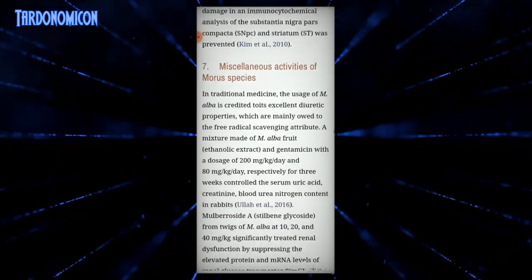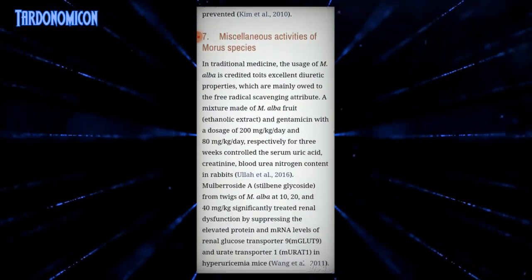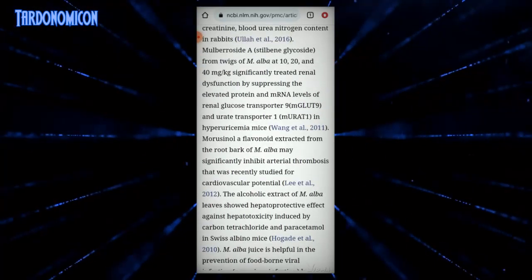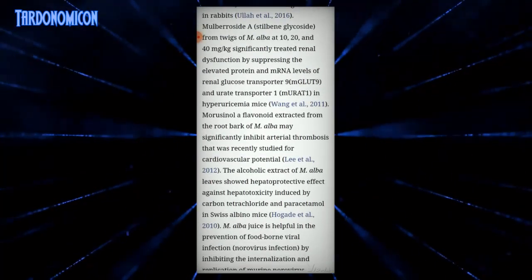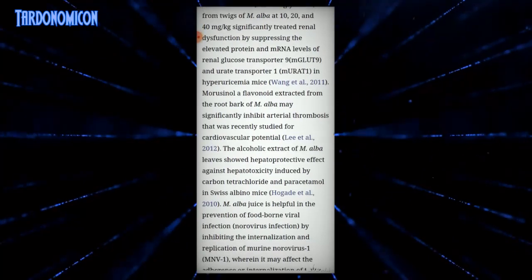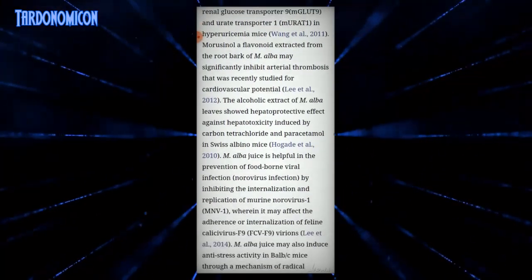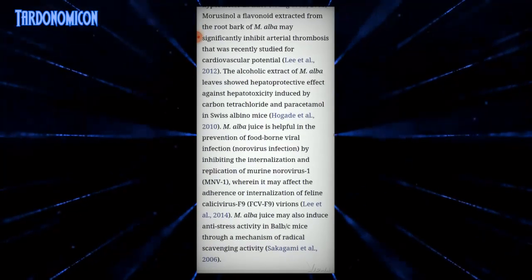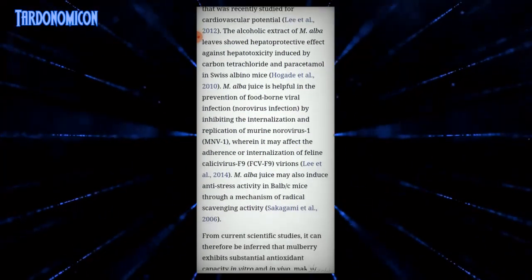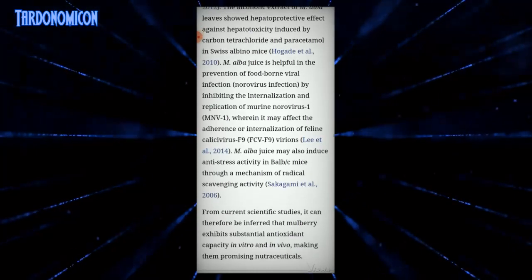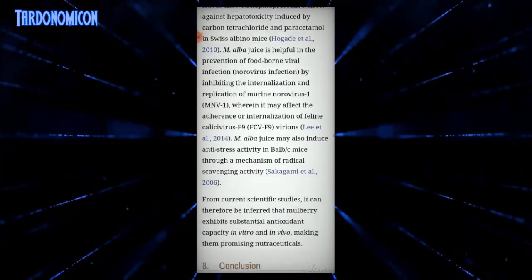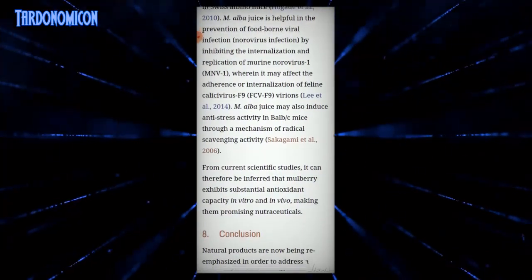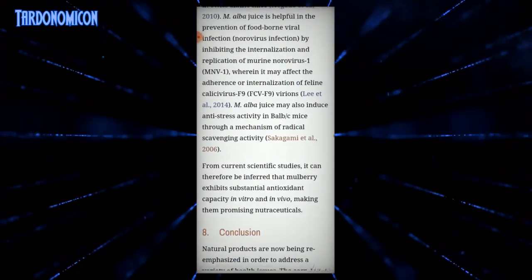Okay, miscellaneous activities in traditional medicine. Okay, it can help inhibit arterial thrombosis. That was recently studied for cardio. Okay, the alcoholic extract, meaning the alcohol extract of the leaves, showed liver protective effects. Okay, the juice is helpful in the prevention of foodborne viral infections by inhibiting the internalization and replication of murine norovirus, wherein it may affect the adherence.